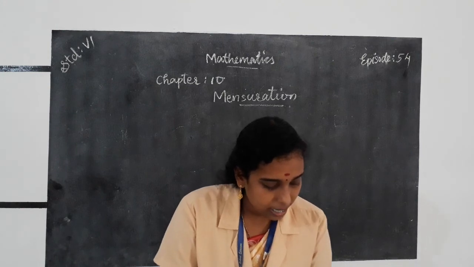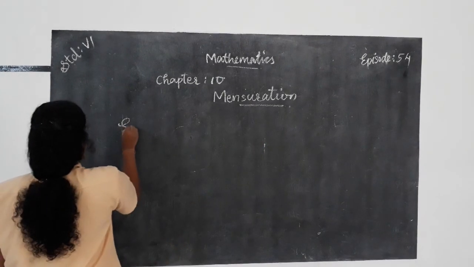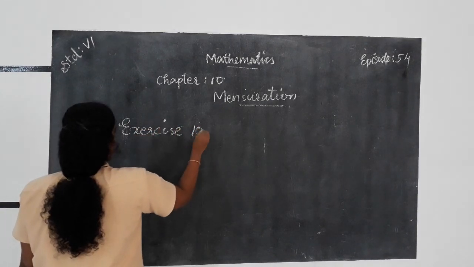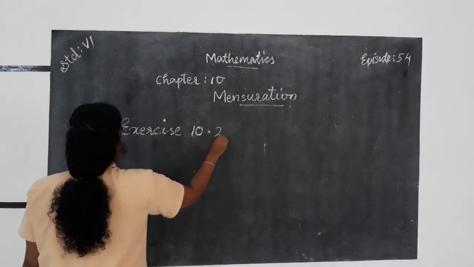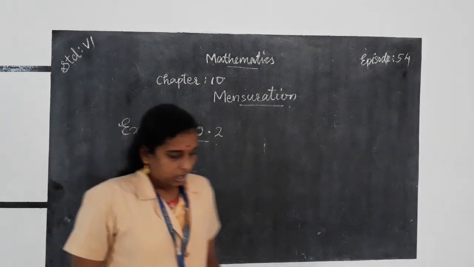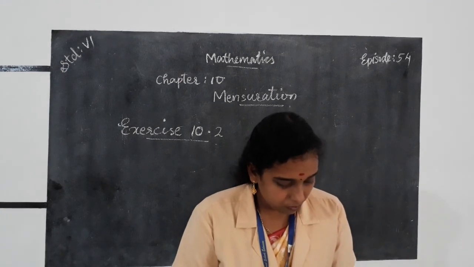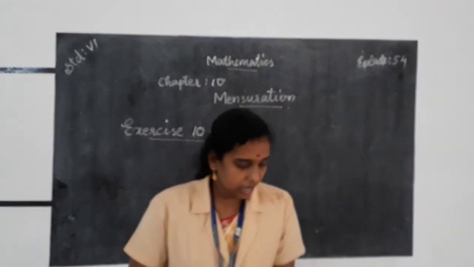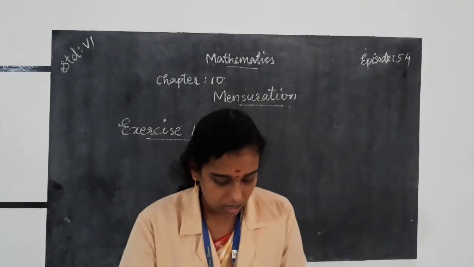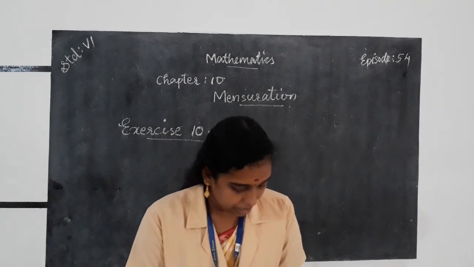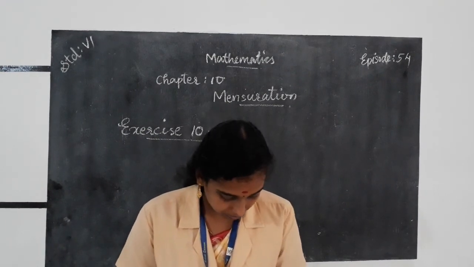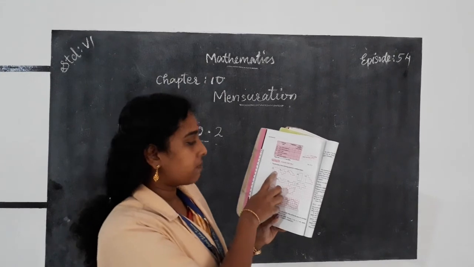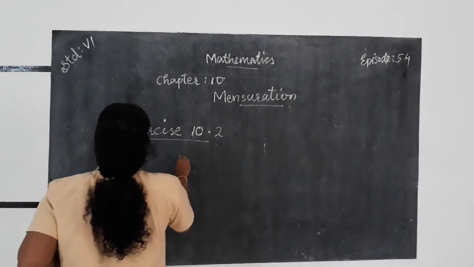Then Exercise 10.2. Find the areas of the following figures by counting squares. Here some figures are given and we want to find their areas by counting the number of squares. In your textbook, page number 216. Here the first figure is a square, like this.